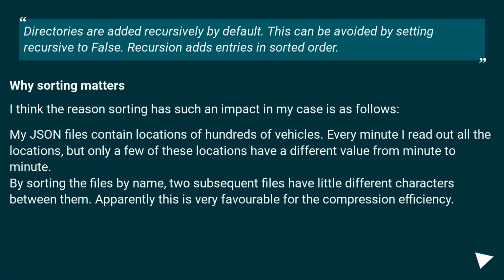Why sorting matters? I think the reason sorting has such an impact in my case is as follows. My JSON files contain locations of hundreds of vehicles. Every minute I read out all the locations, but only a few of these locations have a different value from minute to minute. By sorting the files by name, two subsequent files have little different characters between them. Apparently this is very favorable for the compression efficiency.